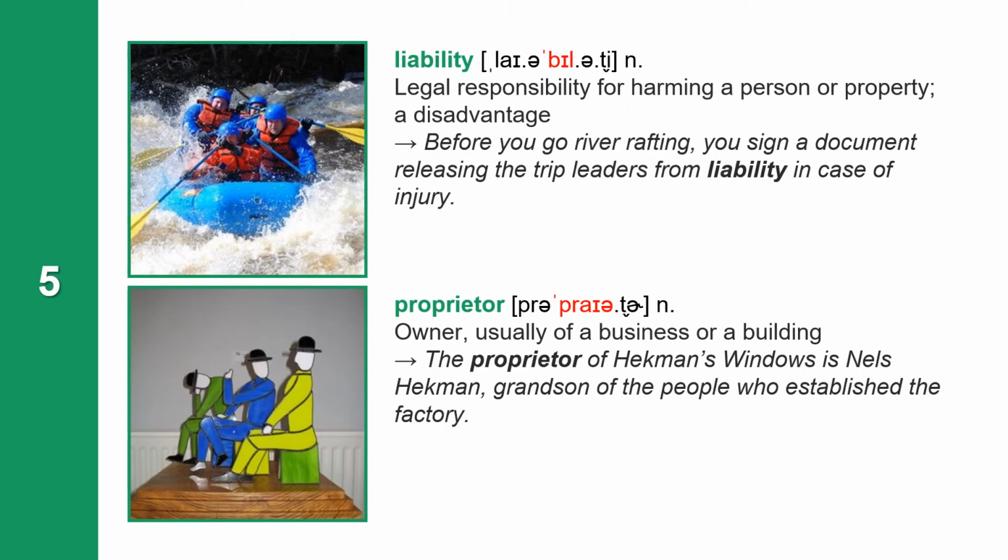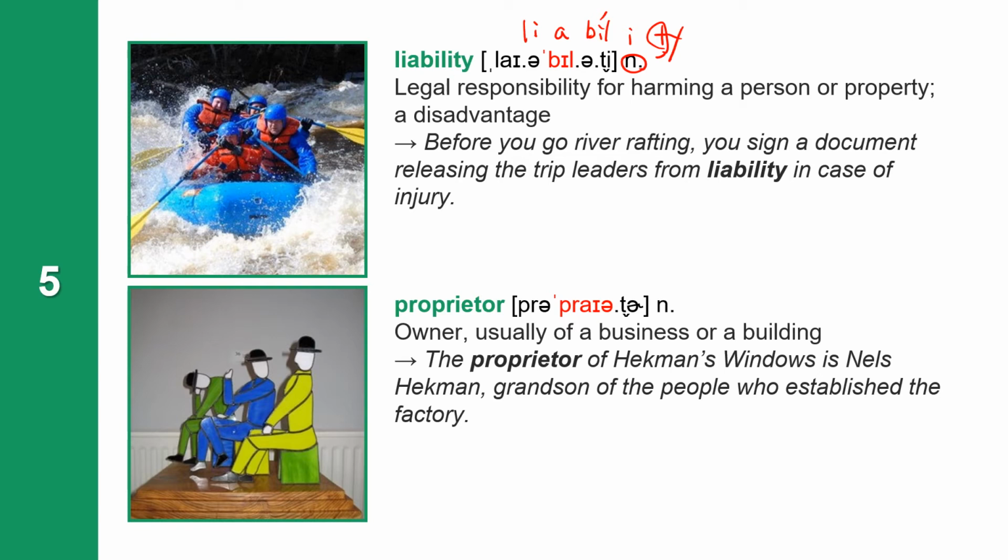And next one, liability. Liability is a noun and it has five syllables. And then this T flaps. It sounds like R. Liability, with stress on the third syllable. It means legal responsibility for harming a person or property, a disadvantage. Before you go river rafting, you sign a document releasing the trip leaders from liability in case of injury. Liability.